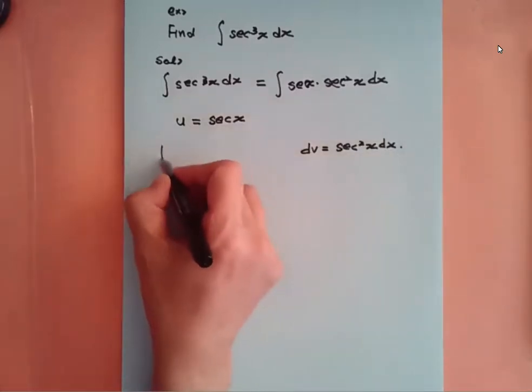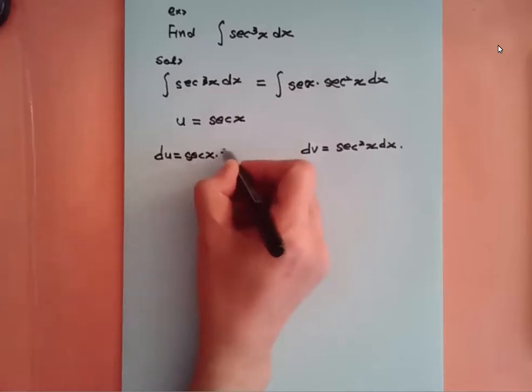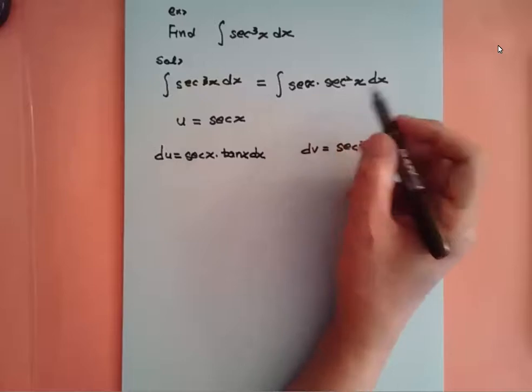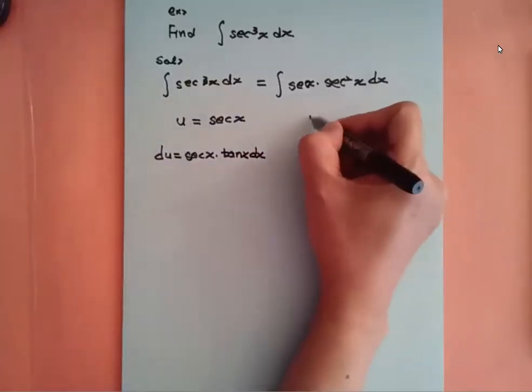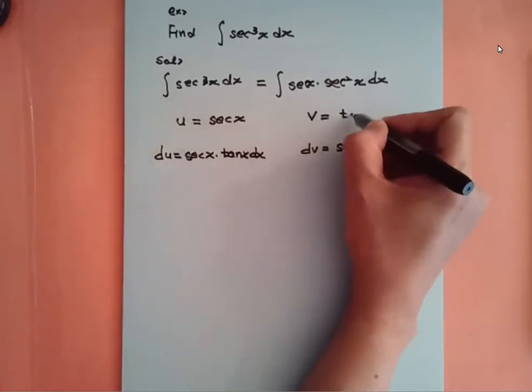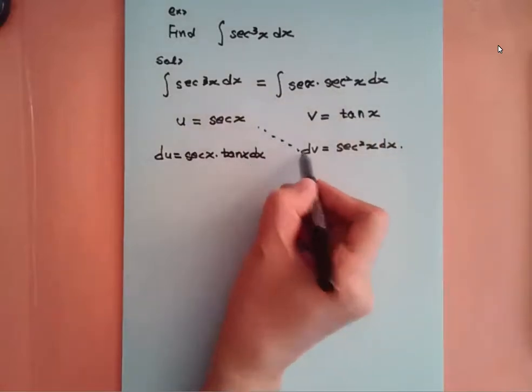So du equals secant of x times tangent of x dx. We just differentiate and we use the formula. We integrate secant squared, then that is tangent of x. That also came from the formula.